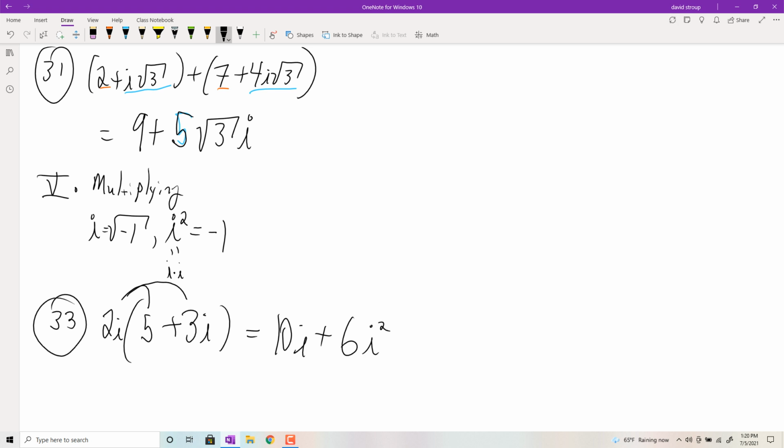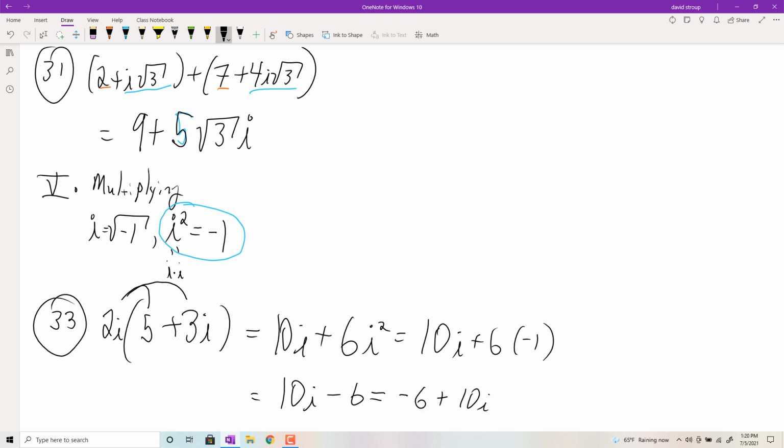We have to simplify these i squares, I just circled in blue there. So this will become 10i plus 6 times negative 1. Okay, so that will be 10i minus 6. And then we need it in the complex form. So you have to put the real part first and then plus the imaginary part.